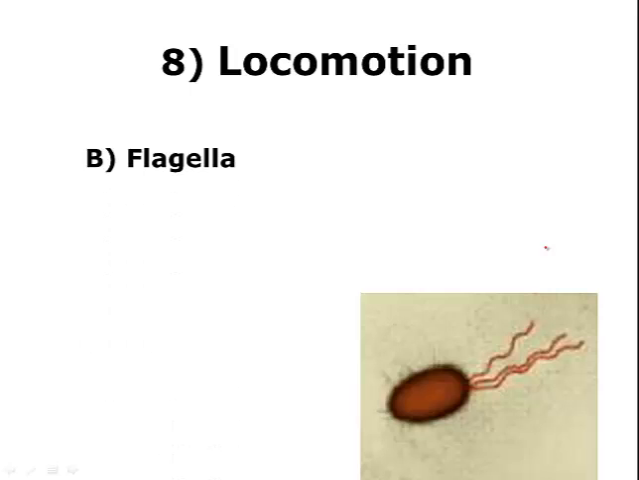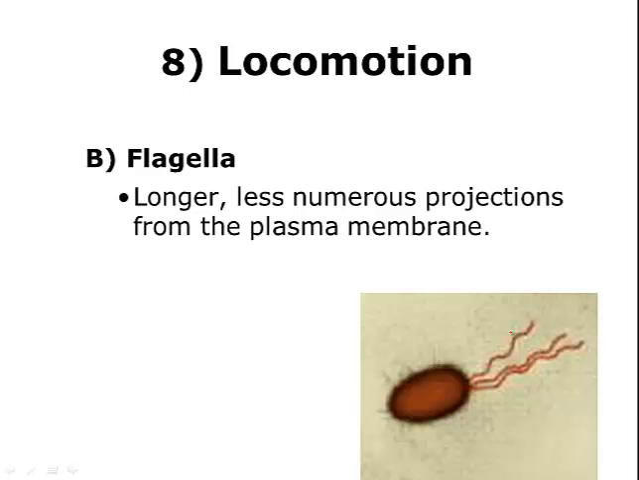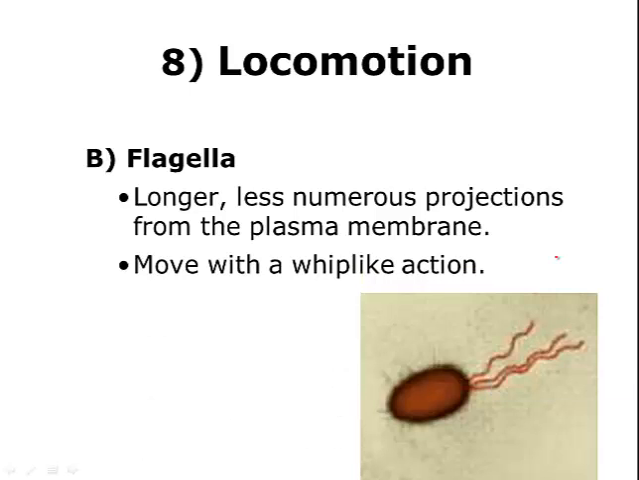Other cells have longer tails on them. These are called flagella. These are longer projections that come off the plasma membrane, so you have a big long tail that comes off the back of the cell. Sometimes there's only one, sometimes there's three. They move with a whip-like action, so they spin around, and that propels the cell forward. Probably the one that you're most familiar with are sperm cells, which have a long flagellum that allows them to swim all the way up to the egg.